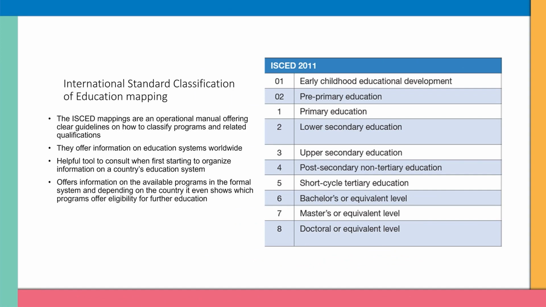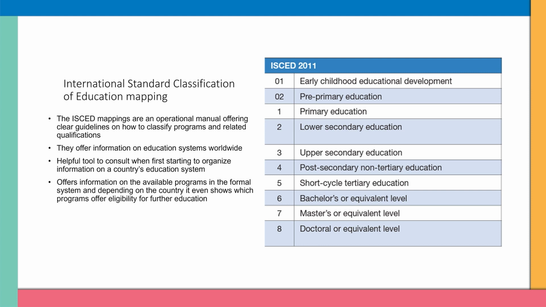So the first thing that we're going to talk about is where you can find information that you might need to sort of diagnose your system. And there's a lot of different information sources. One that's available internationally for a lot of different countries is called ISCED, I-S-C-E-D. It's the International Standard Classification of Education. And this is put together by UNESCO.